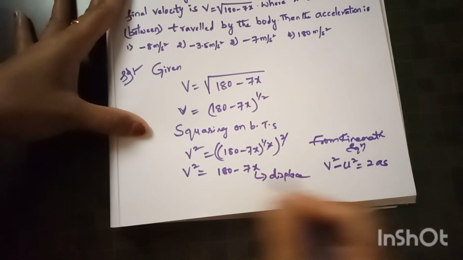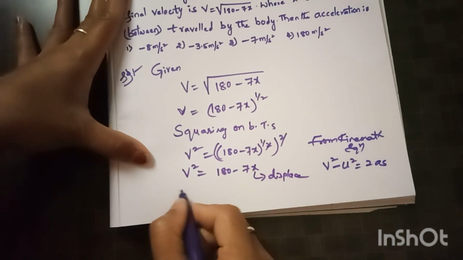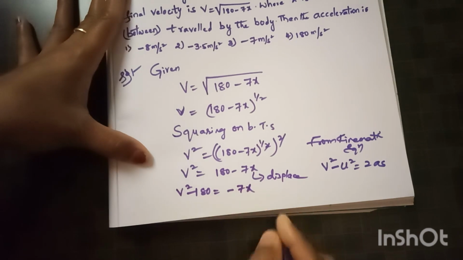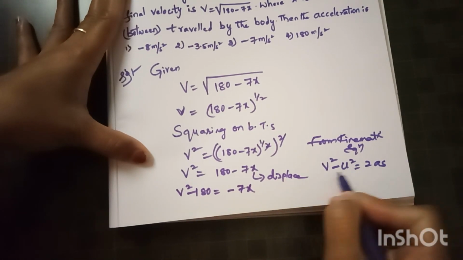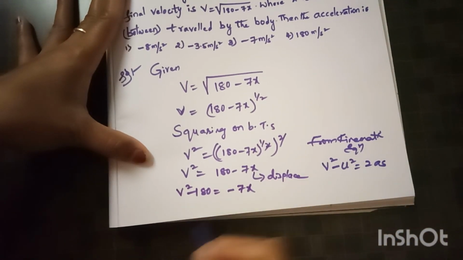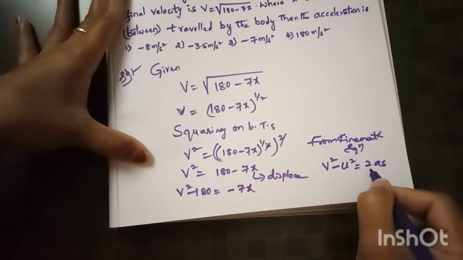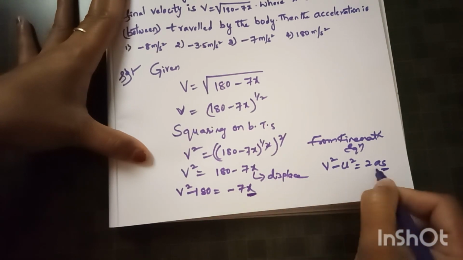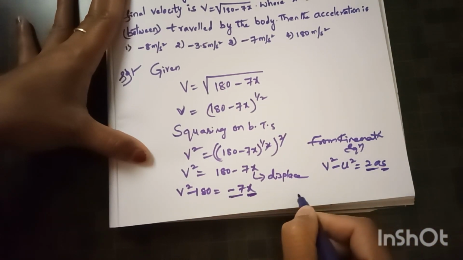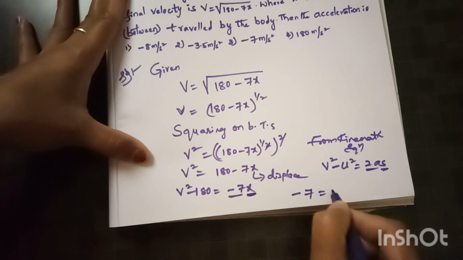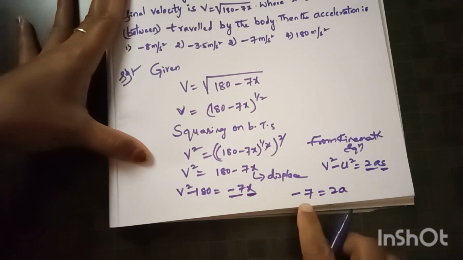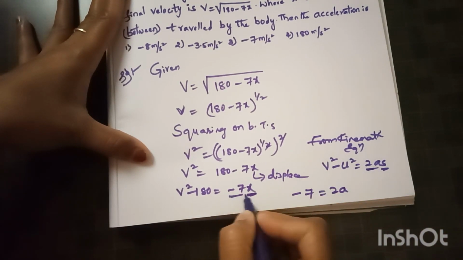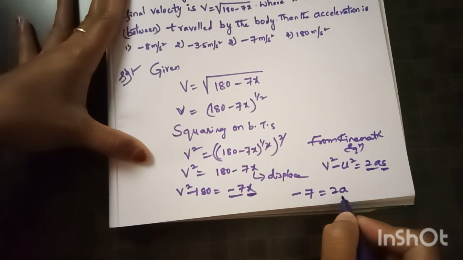So compare these two equations. You can write this as v square minus 180 is equal to minus 7x. This is in the form of v square minus u square equals 2as. Here x represents s, so 2a represents minus 7. So minus 7 is equal to 2a.